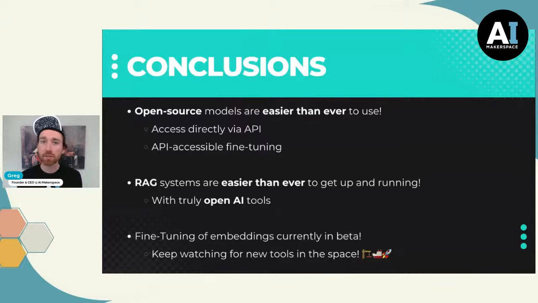These models are easier to use than ever. You can access them through API. You can do fine tuning through API. You can do everything that you can do through OpenAI. And these RAG systems are also as easy as they've ever been to build with truly open AI tools. Fine tuning embeddings for gradient is currently in beta.